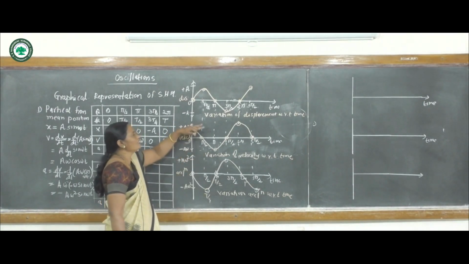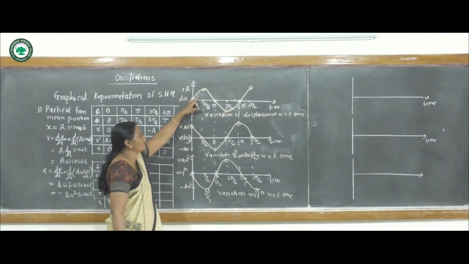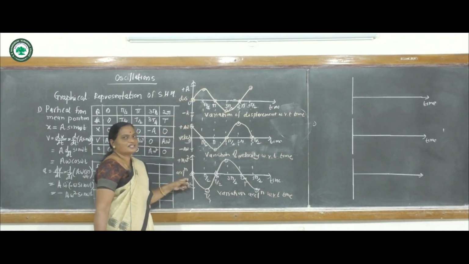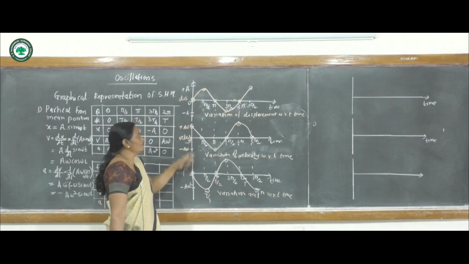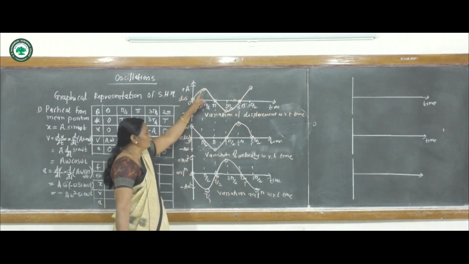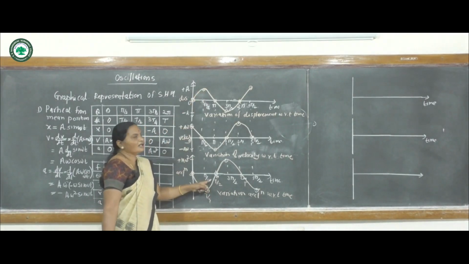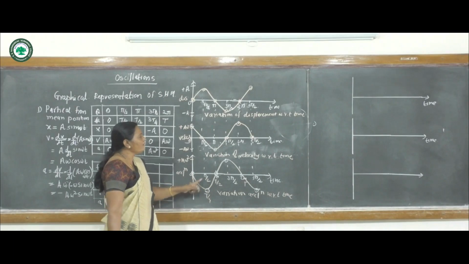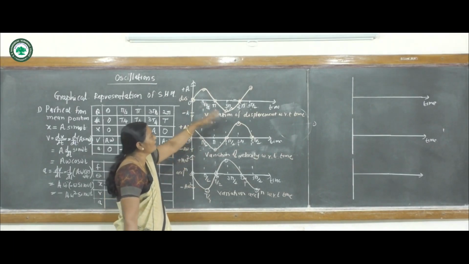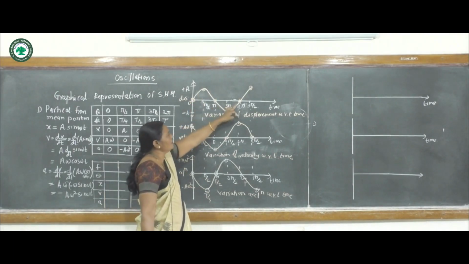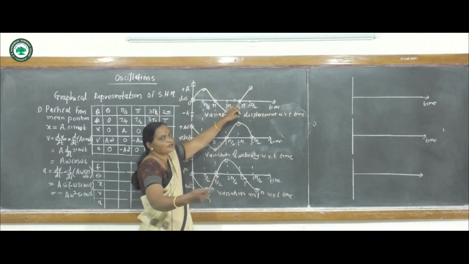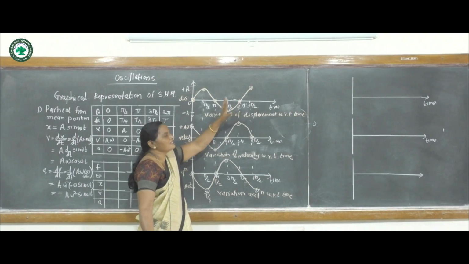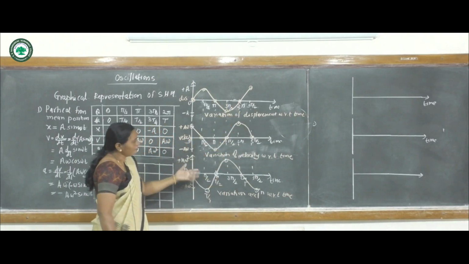The two waves, displacement and acceleration, are out of phase, that is, one is on the positive side and the other is on the negative side. Now these waves repeat after an equal interval of time. From 2 pi it is also repeated at equal intervals of time, and it is called a periodic function.